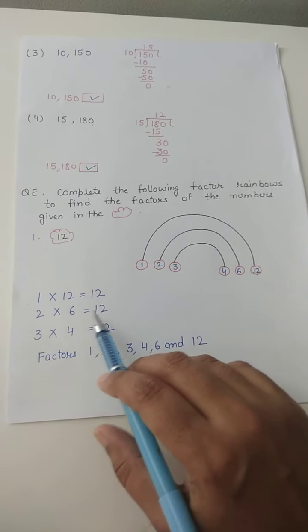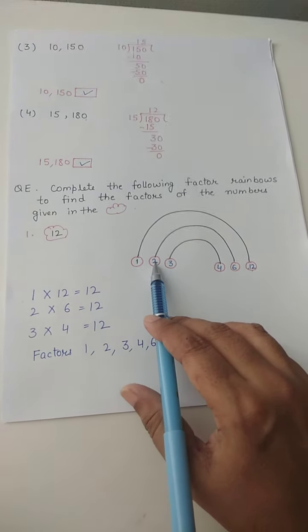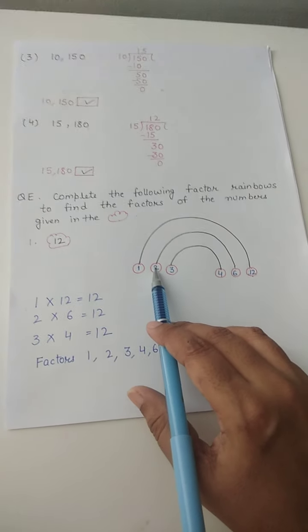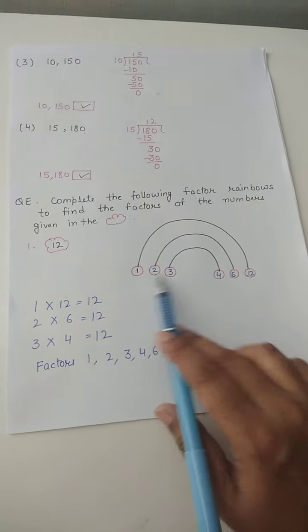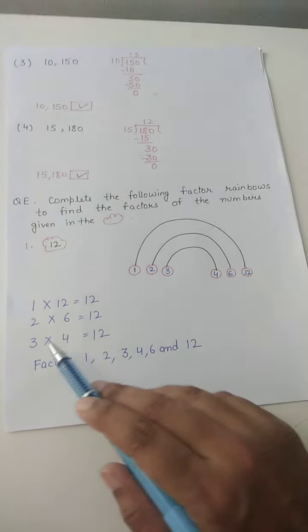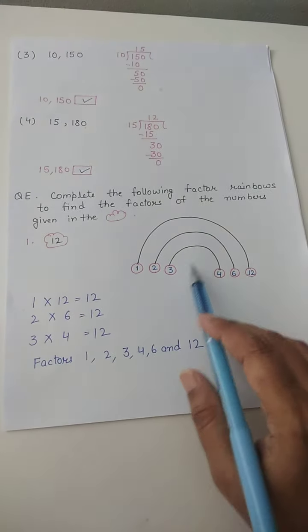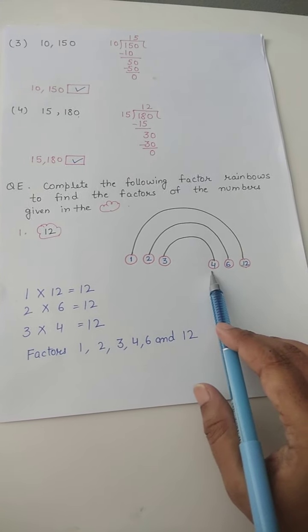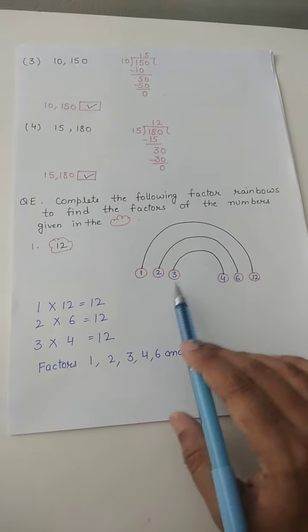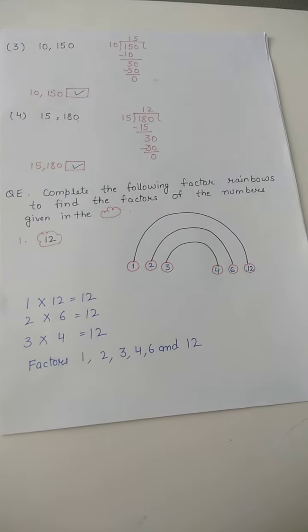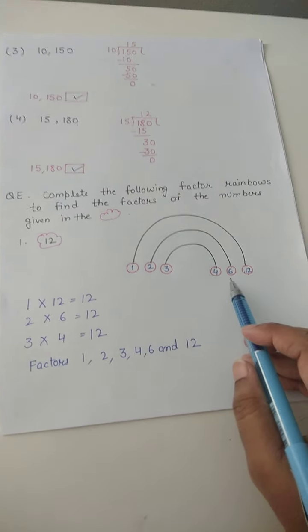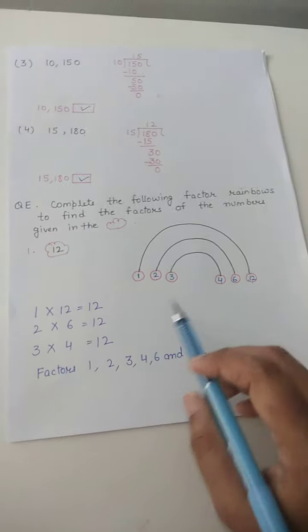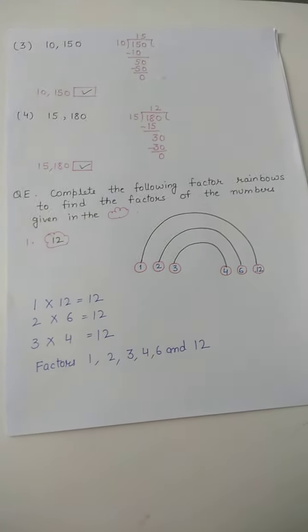Now 2 sixes are 12. So 2 I am taking on the second curve, and 6 will come at the end of this same curve. It means 2 sixes are 12. Now 3 fours are 12. Now the last curve, 3 here and 4 here. Right everyone? Like this you have to fill in the numbers here. 1 into 12, 12. Then 2 into 6, 12. 3 into 4, 12. So all factors came here. Like this you have to do.